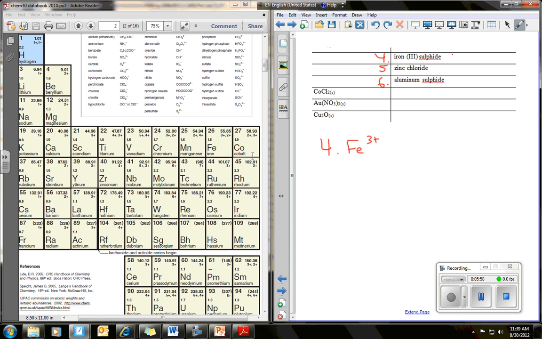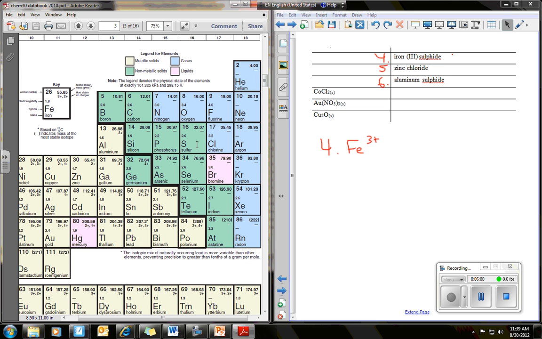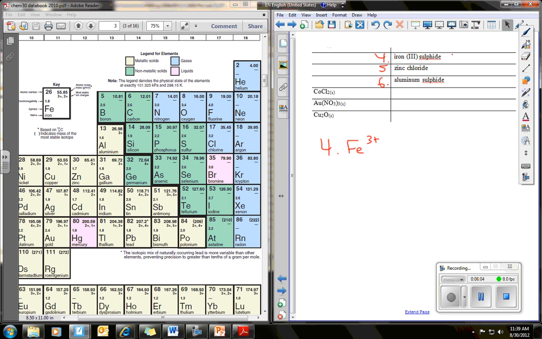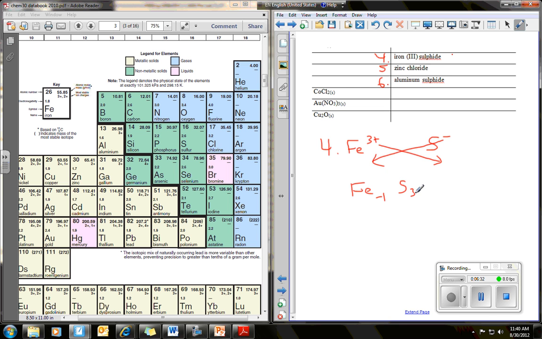Sulfide. Sulfide is sulfur. Sulfur is a nonmetal. It's found here. So I write down the S. Sulfide is 2 minus, so I put the negative charge here. The next thing I do is very simple. I do a crossover. So I cross over the charges like that. So now I would have Fe with the sulfur's charge, and S with the 3.